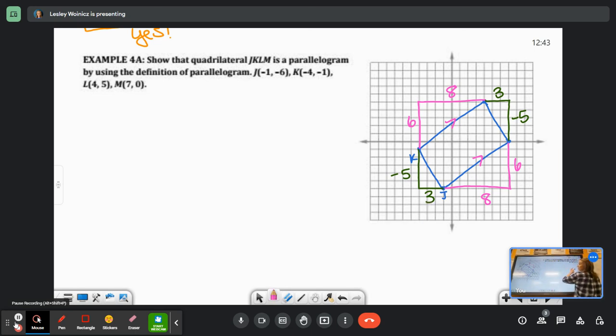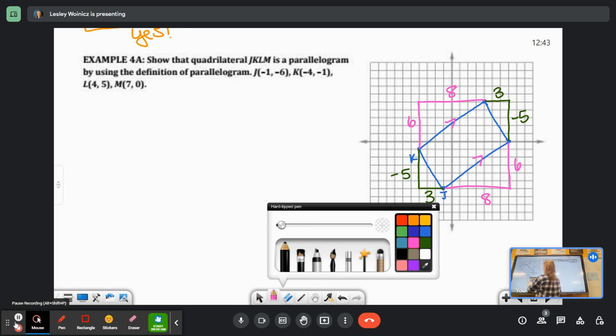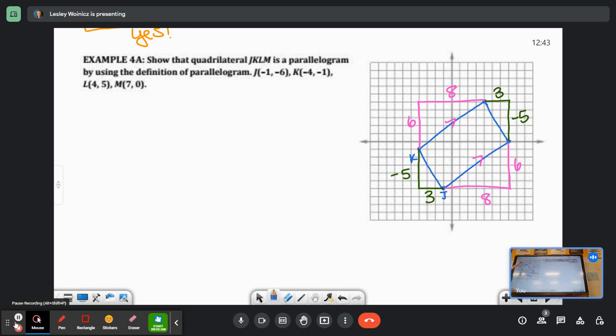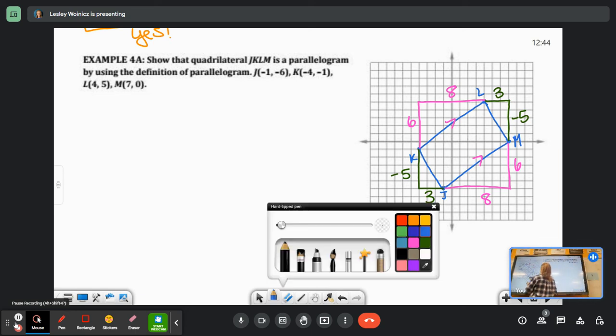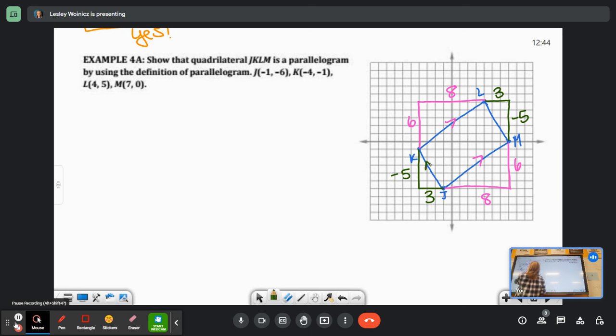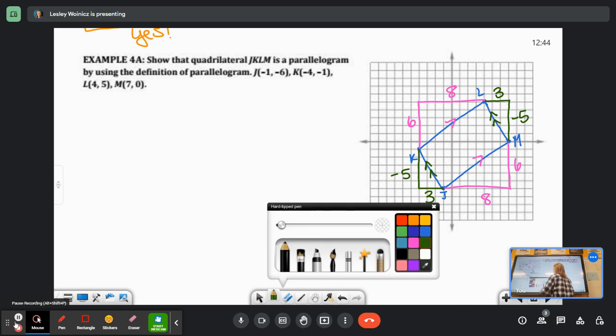Hey, and I forgot to label my vertices. Gosh, what was I doing? This was L and this was M. Okay. You also forgot to put the parallel things. I did. Oh, wait. Good thing you guys are so on top of it.